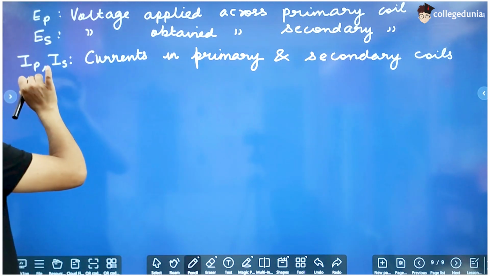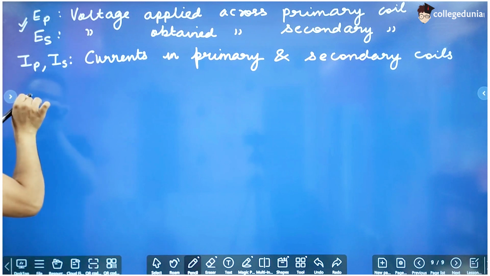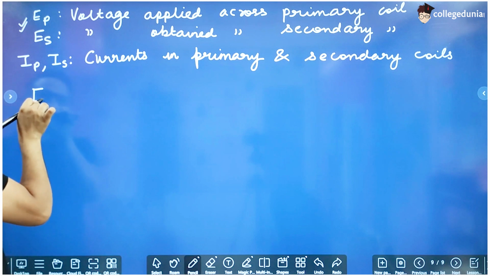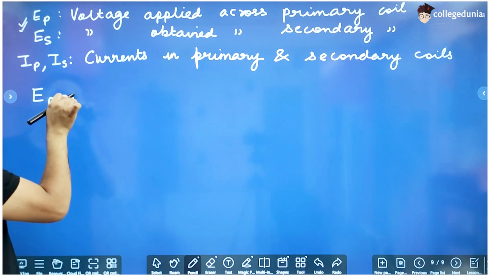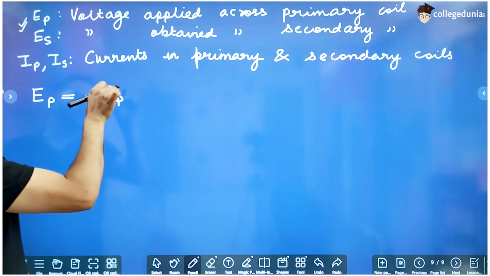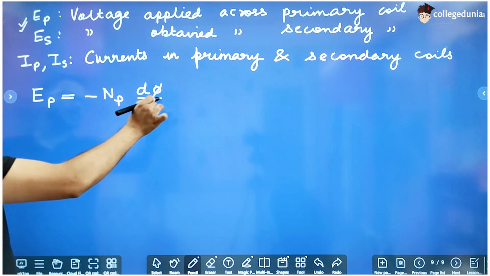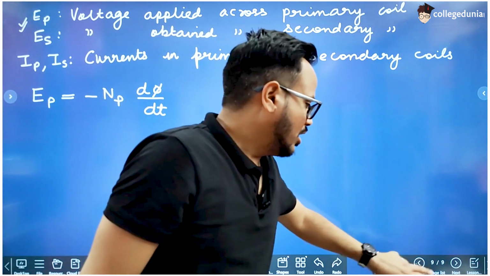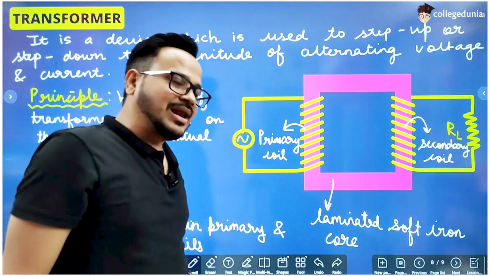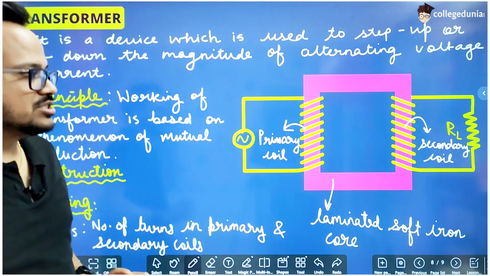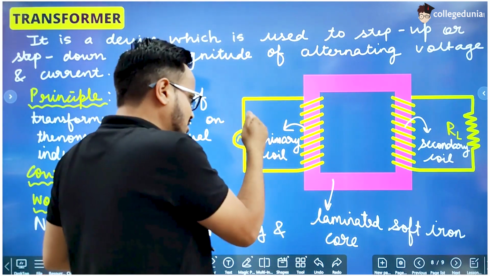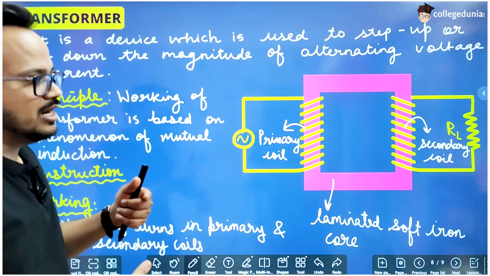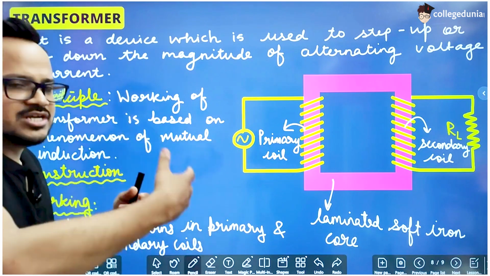Now suppose we have applied a voltage EP in the primary coil, so we can write EP from Faraday's second law. EP is minus NP d phi by dt, right? This is what Faraday's second law says. And the voltage that we apply across the primary, that is the applied voltage, right? And now since this is an alternating voltage, the current in this coil will change in a sinusoidal way, right? It will first increase, then decrease, then it will change its direction.